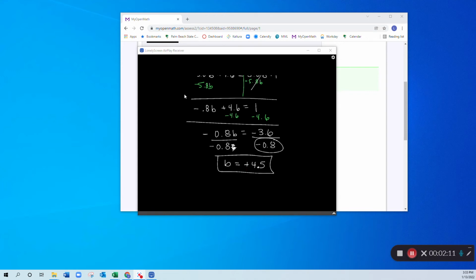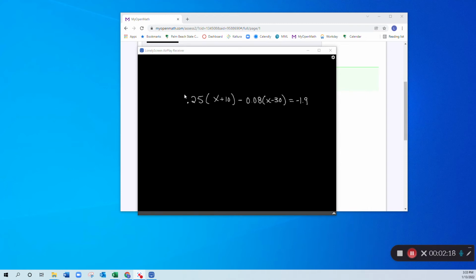All right, let's do one more that has a little bit more math inside here. What's happening here is with both of these, I have a number that I must distribute to the inside of the parentheses. Now, whenever you have a negative sign that is outside the parentheses, you want to include that when you distribute. You want to make that negative 0.08 times both of the numbers on the inside.